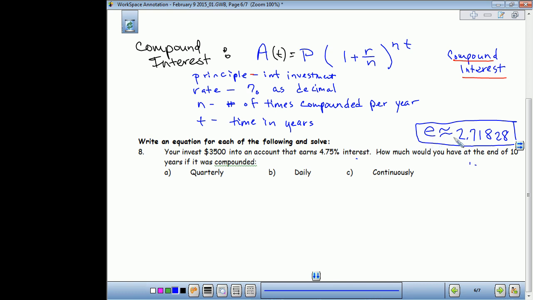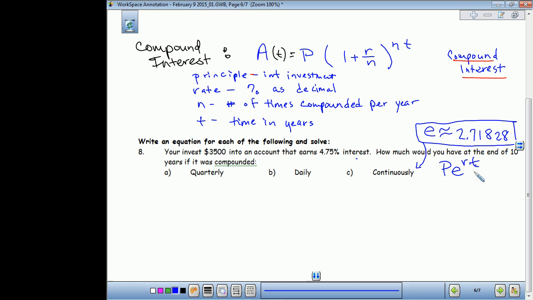I believe it exists. Okay, so what it does is it approaches E. And what E represents is when it is compounded continuously. Every moment of every second. All right, and the formula that we use when it's compounded continuously has E as that multiplier. That's our base here. So it's called PERT.